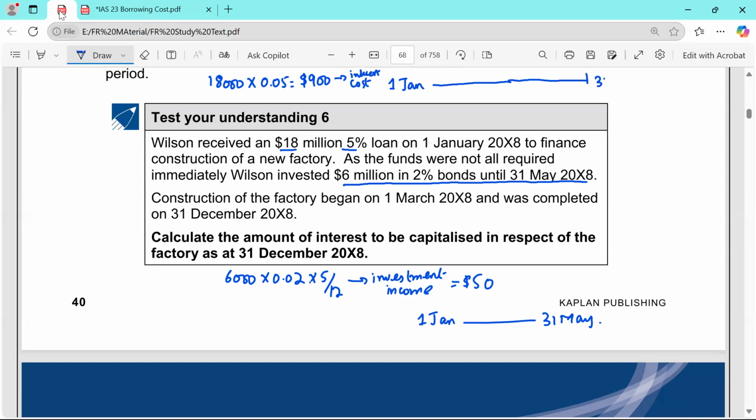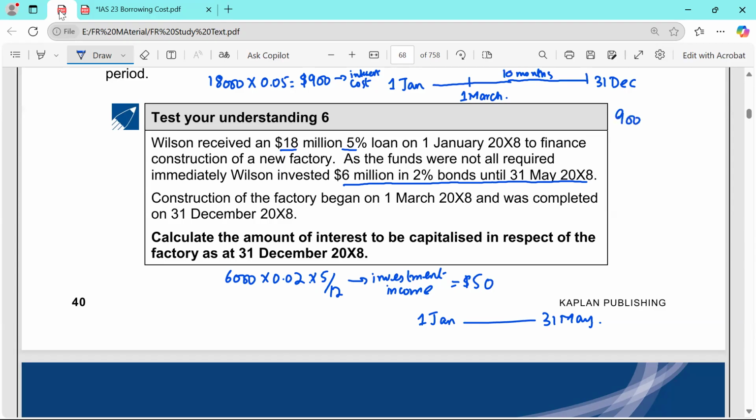20x8. So, the construction completed on 31st December but started on 1st March. So, what is the construction duration? From March till December, these are 10 months, right? 10 months is the construction duration. So it means that normally, if let's say investment income was not there, we should have capitalized the interest cost of 10 months, right?